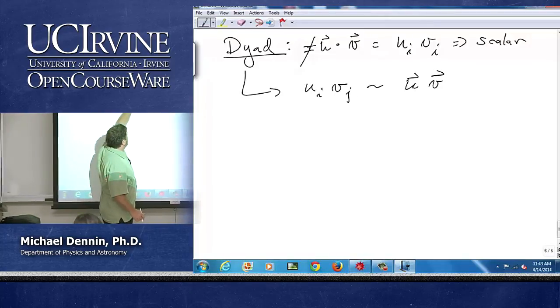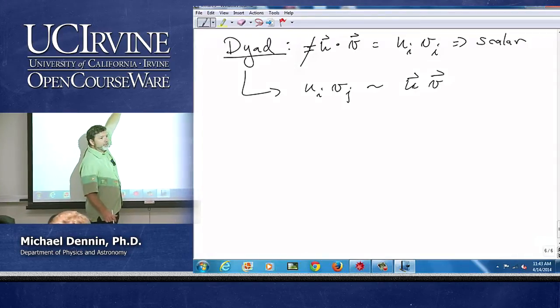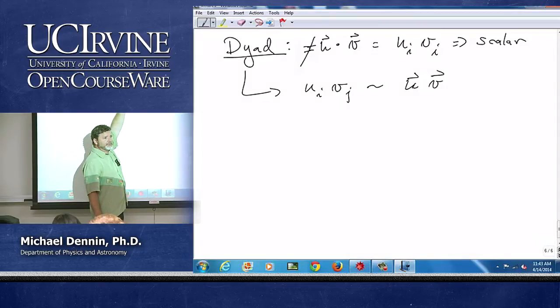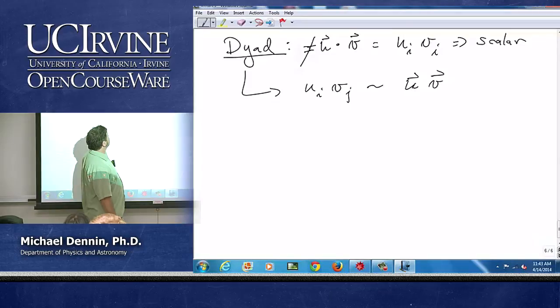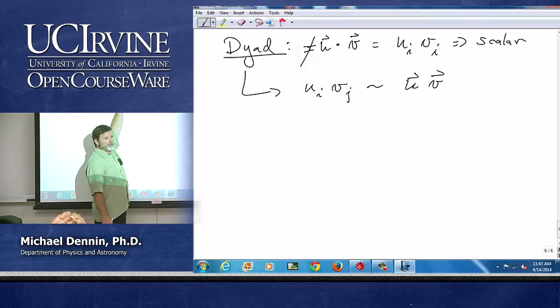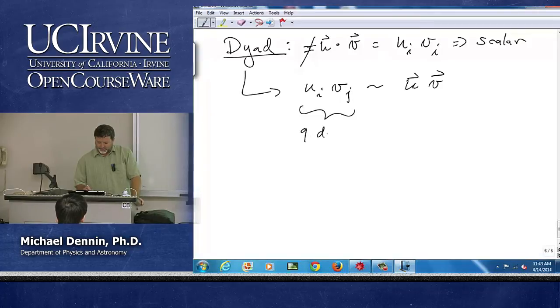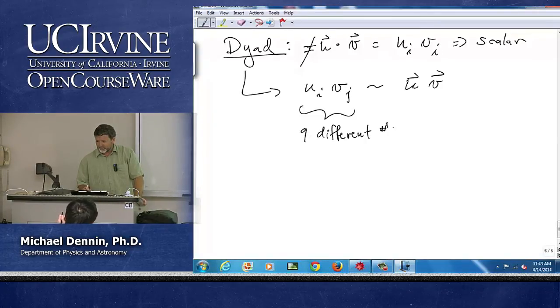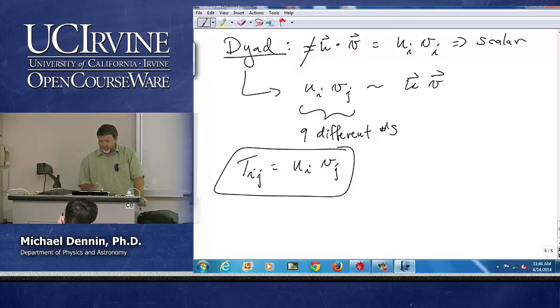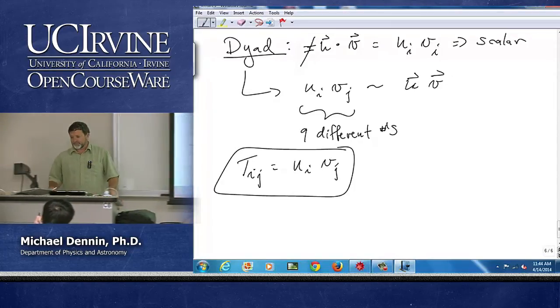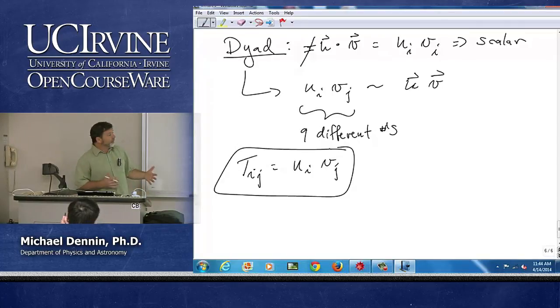It's a product. I take the ith component of u, and multiply it by the jth component of v. And how many numbers will I get if I'm in 3 dimensions? If I go through all the components, how many numbers do I get? 9. I do it for all the i's, all the j's: 1,1; 1,2; 1,3; 2,1; 2,2; 2,3; 3,1; 3,2; 3,3. So this has 9 elements, representing 9 different numbers. It's the tensor Tij equal to ui vj. That's in component form, which I can then write as a matrix. The cool thing is, I can quickly prove to you it is a tensor.